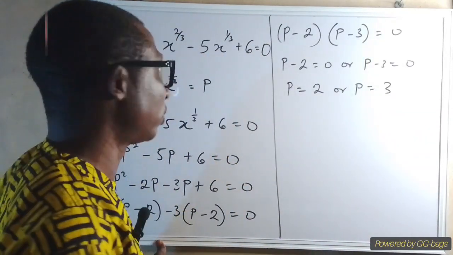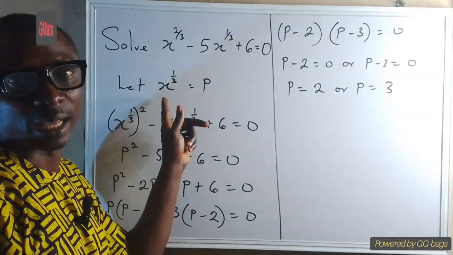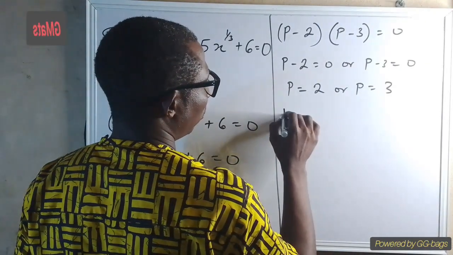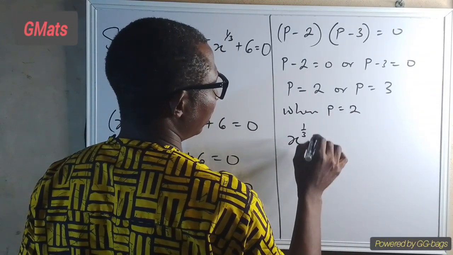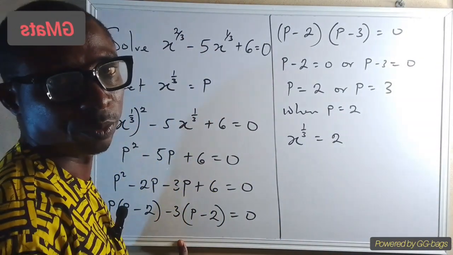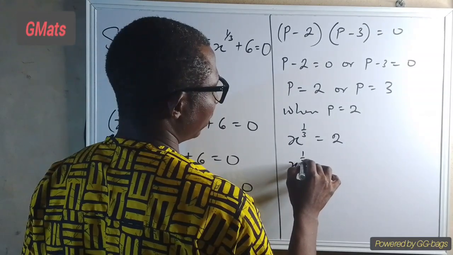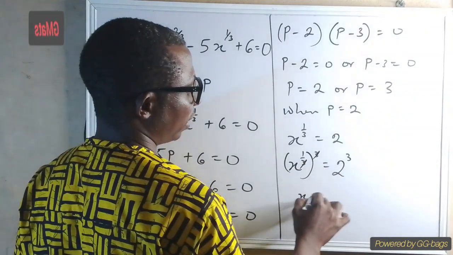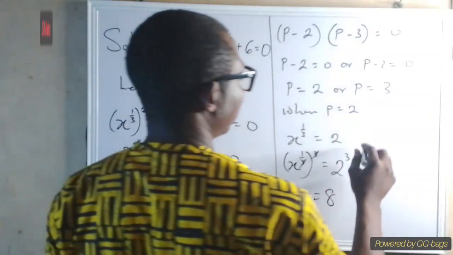Hope you get that. Alright, but don't forget we are looking for x and not p. So now p is the same thing as x raised to the power of 1 over 3. So let's substitute. When p equals 2, we have x raised to the power of 1 over 3 equals 2. Now what do you do now? You take cube of both sides, so we have x raised to the power of 1 over 3 raised to the power of 3 equals 2 raised to the power of 3. So this cancels this, we have x equals 8.